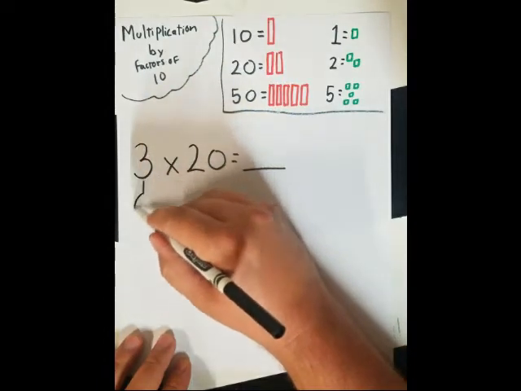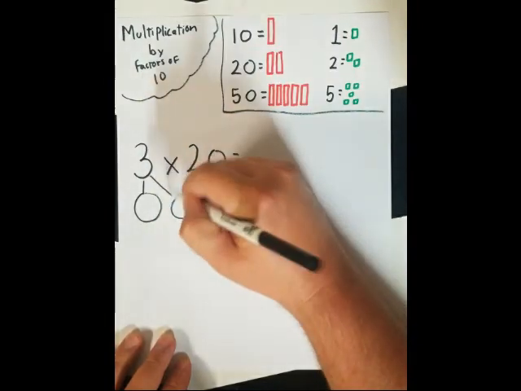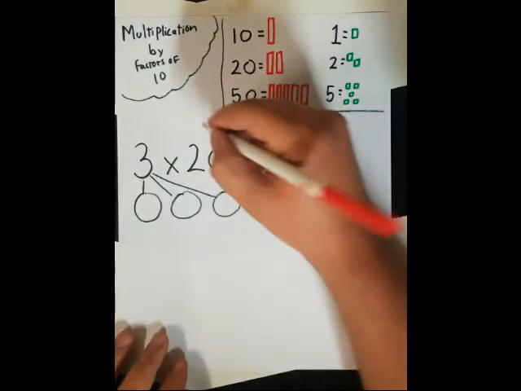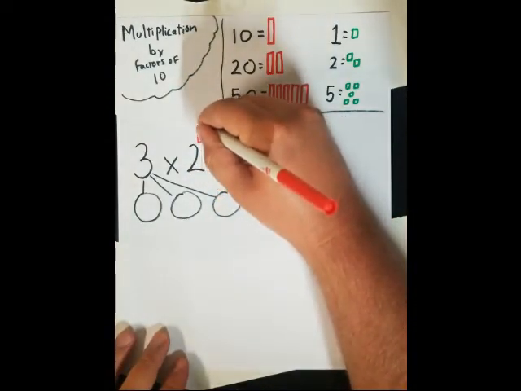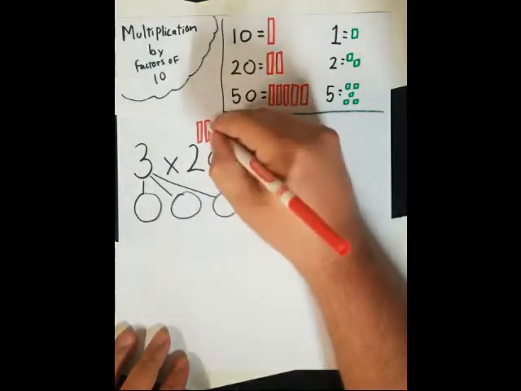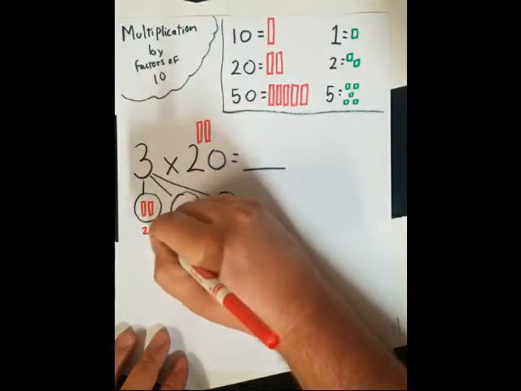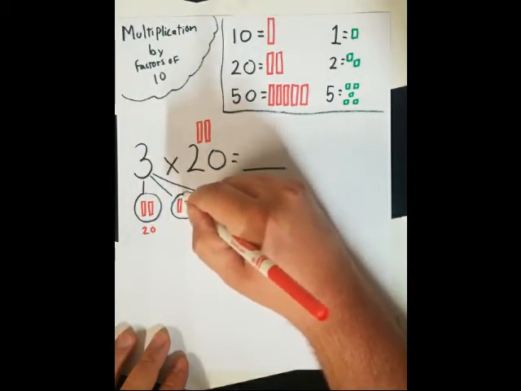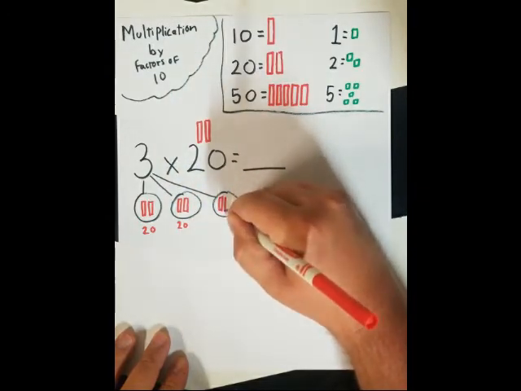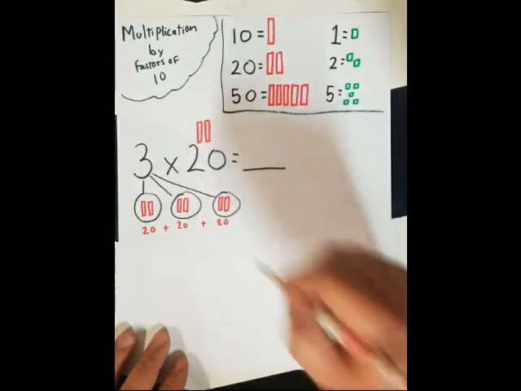Let's draw our 3 circles here, or 3 groups. Groups can be circles, they can be rectangles, it doesn't matter. But what's important is that you're grouping 20 together. I'm going to put a model on top here to show you what 20 should look like. In each of these groups, I should have 2 tens rods. 10, 20. 10, 20. And 10, 20. Excellent. 20 plus 20 plus 20.